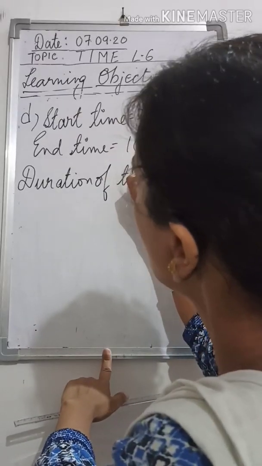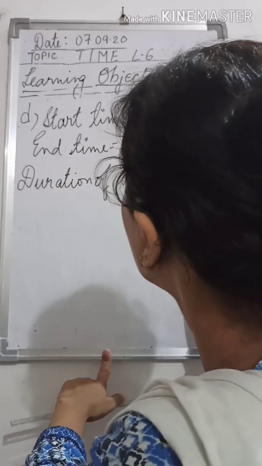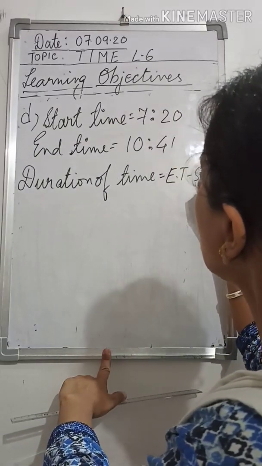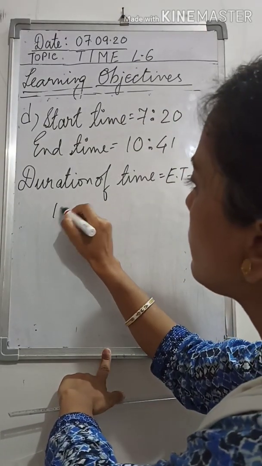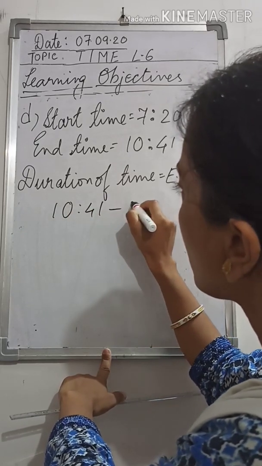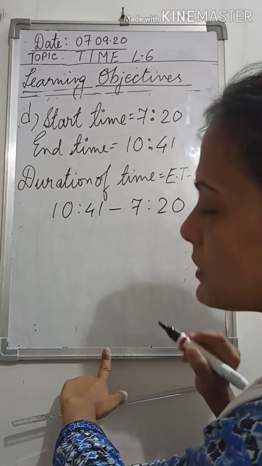So we know the time duration. How do we get it? We subtract the end time with the starting time. So what is the end time? 10:41 and 7:20. You are going to subtract it.